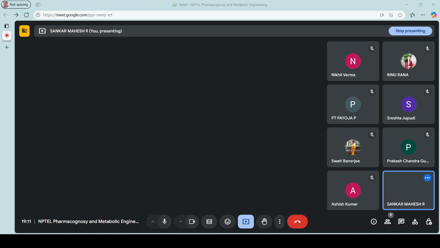So coming back to the question, they asked what are the phytohormones that are present in tDNA. So that is auxin and cytokinin, as shown here.